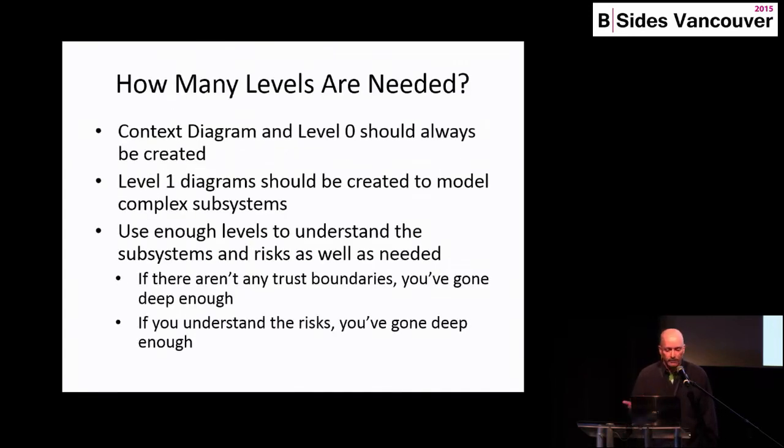So how many levels do you need? Well, you always need to create at least one diagram, otherwise why bother? Level 1 diagrams are good for modeling complex subsystems. You need to use enough levels to understand those subsystems and the risks. If you're doing a complex system, you're down at level 5, and you get to a diagram where you've got a subsystem with no trust boundaries, you're done. A diagram with no trust boundaries is kind of boring because there's nothing to talk about there. If you understand the risks, you've gone deep enough.